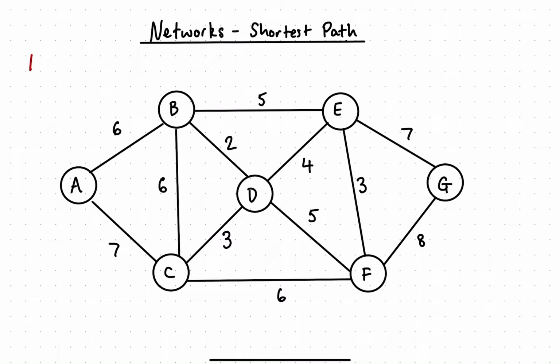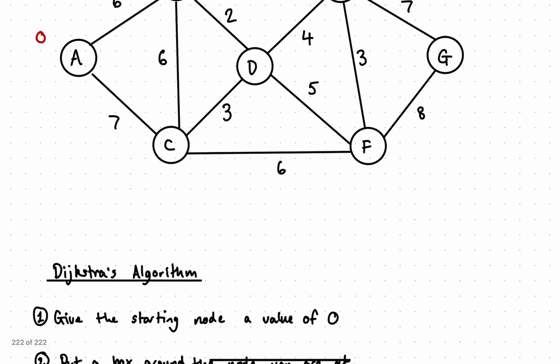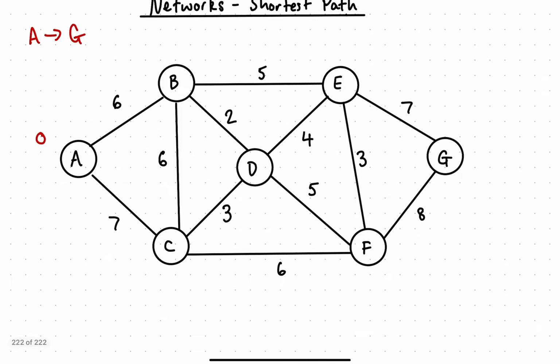So if I wanted to go from A to G, how will that look? So we're going to go to our start point. We're at A, and we're going to say at A we are 0, because we've not travelled anywhere. Okay. The next step says put a box around the node you're at, so I'm going to put a box around the 0.